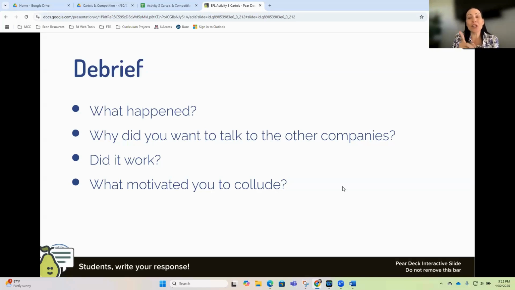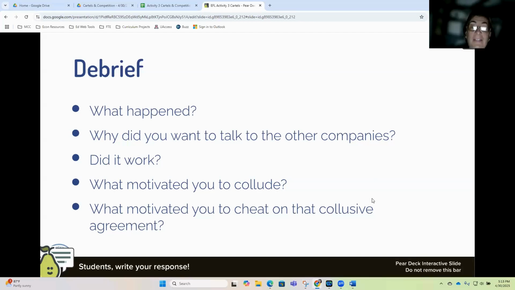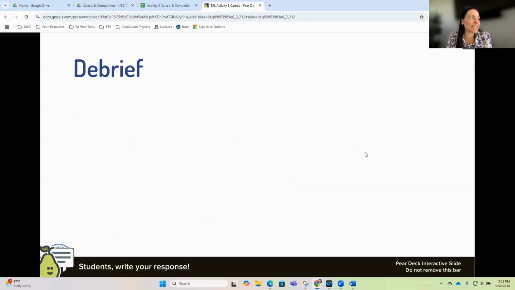So what you did is called collusion. What motivated you to collude? Money. Money, profit, right? So if that's the case, what motivated you to cheat on that collusive agreement? Possibility of making more profit. Even more profit. Isn't that crazy? Profit motivated you to collude, but it was also that profit that motivated you to cheat on the collusive agreement.